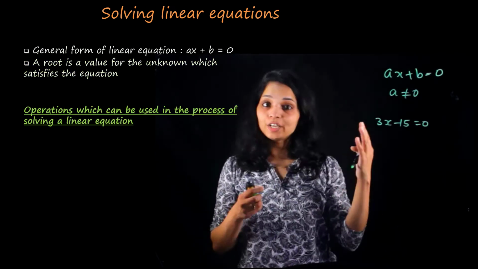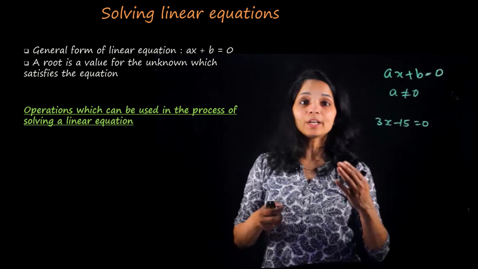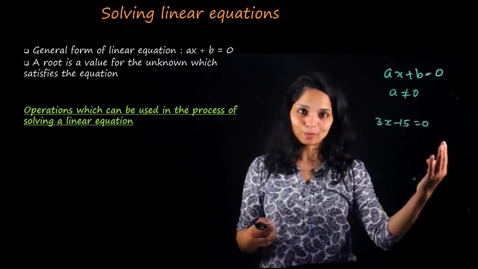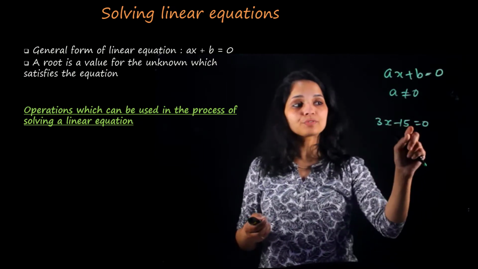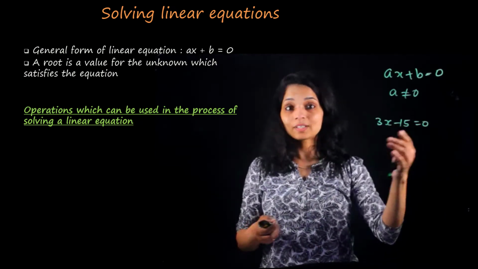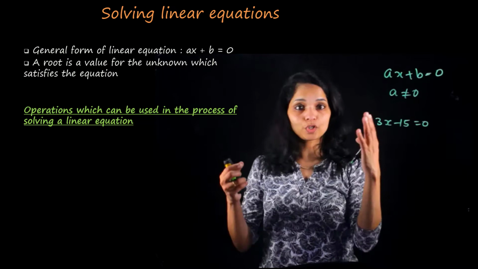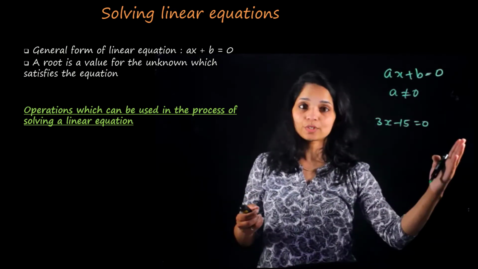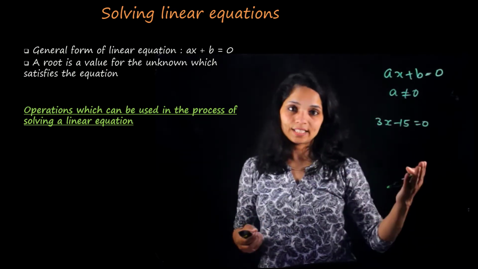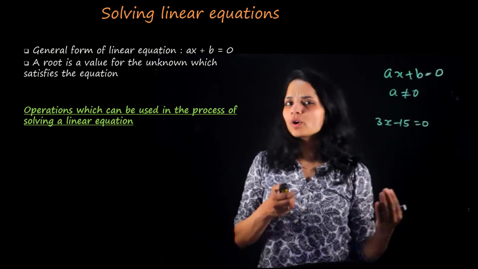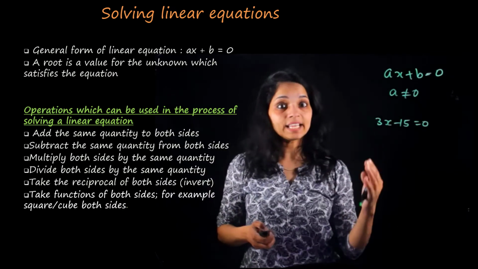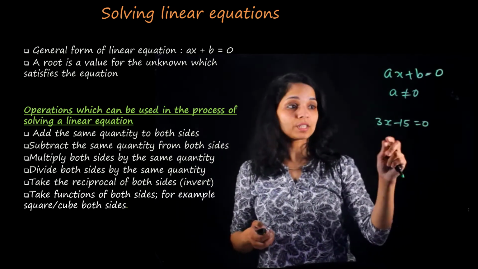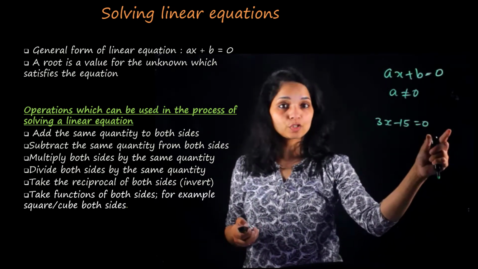There are many different operations that can be used to solve such linear equations. They are adding, subtracting, multiplying or dividing some quantity on both sides. So you can add 15 on both sides. That wouldn't change the equation because you're adding the same quantity on both sides. Or you can divide, you can subtract, you can flip the sides, or you can even take functions on both sides. For example, you can square this side and square this side.